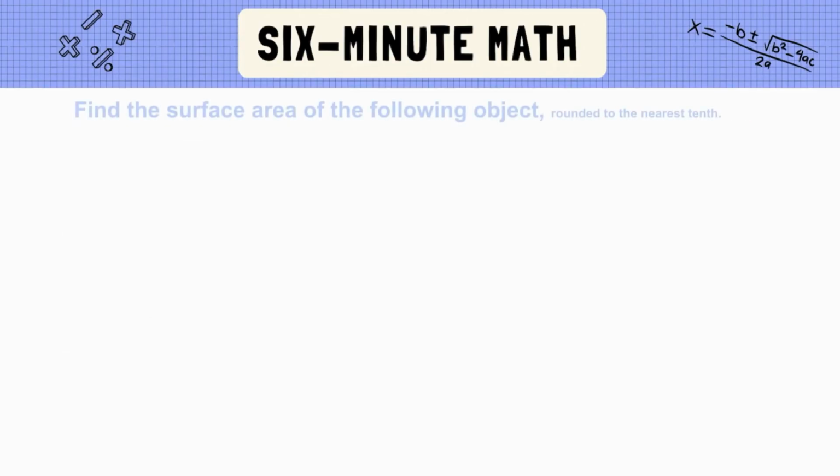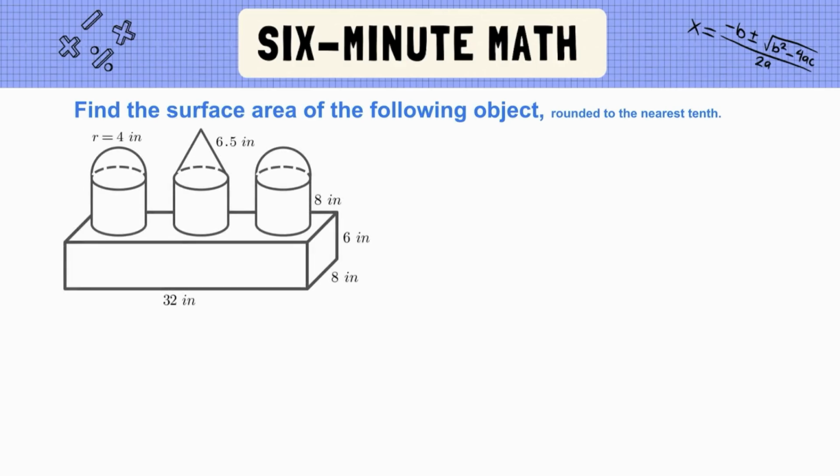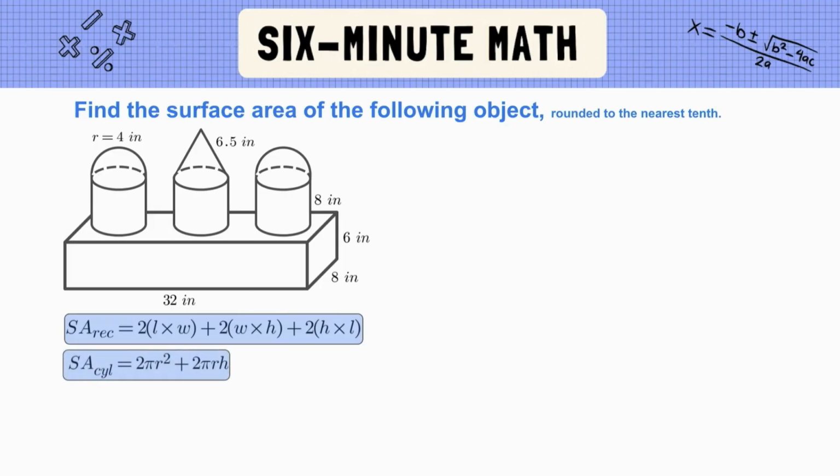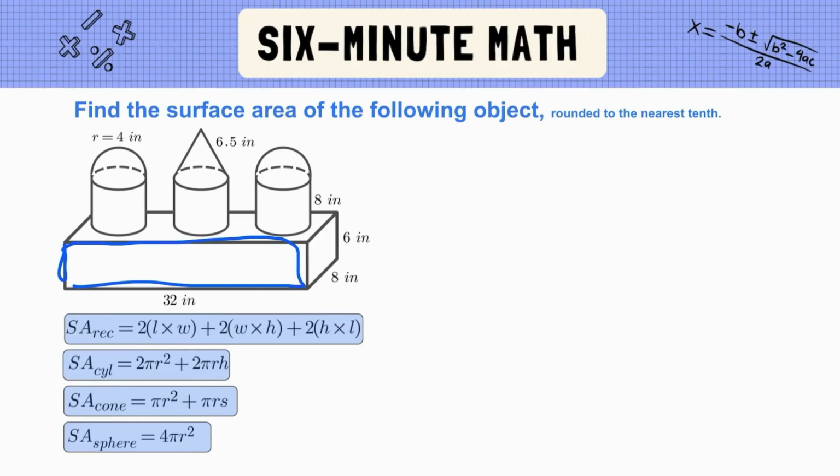On to our last example here. We're going to find the following surface area of this composite shape, and we actually have a combination of three-dimensional objects. We have a rectangular prism, we have 3 cylinders, we have 1 cone, and 2 half spheres. So we are going to use all of these when calculating the surface area of this whole composite object. Let's do our rectangular prism first.